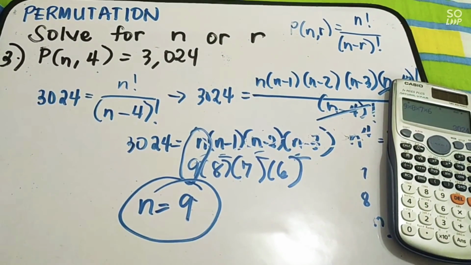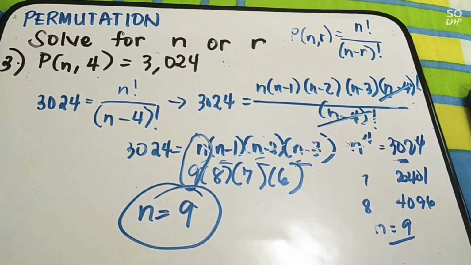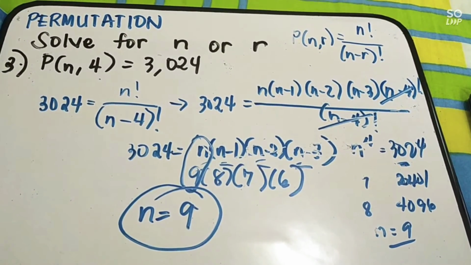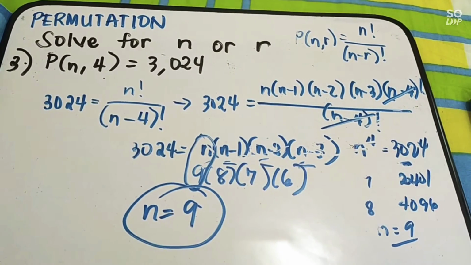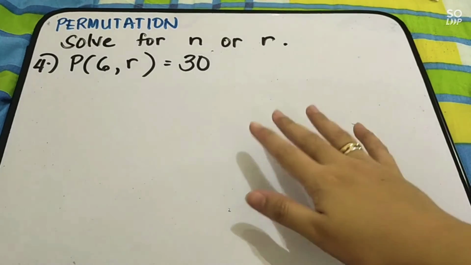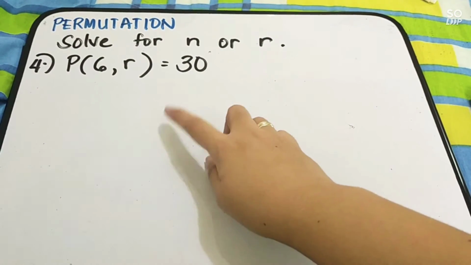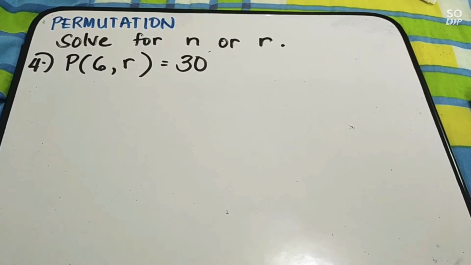It's that simple. Trial and error. Okay? When the numbers get big, use a calculator. Now, let's move on. What if r is the missing one? Number 4, we have permutation of 6 objects taken r at a time is equal to 30.